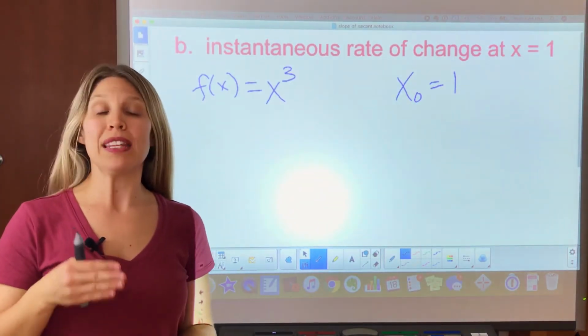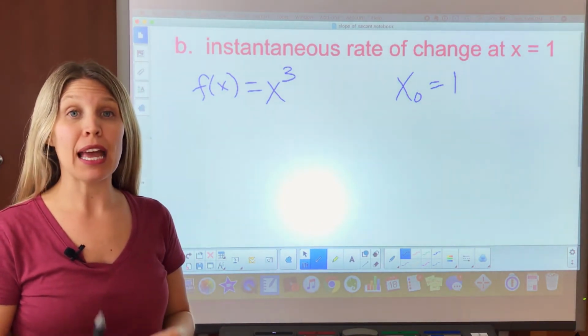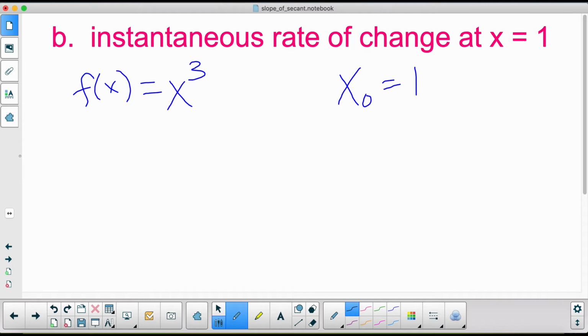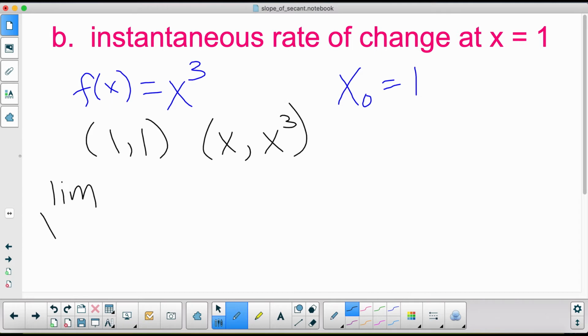For this problem, they want the instantaneous rate of change at a specific x value. Now remember, the instantaneous rate of change is the slope of the tangent line, which we find by taking the slope of the secant line. So I'm going to go ahead and set up our x and y points so we can set up our slope. So for the first one, we have (1, 1) again. Our second one is going to be (x, x cubed). So we want the limit as x is heading to 1 in this problem, of our y values, find our slope, all over x minus 1.